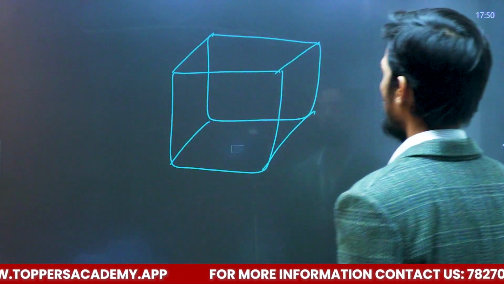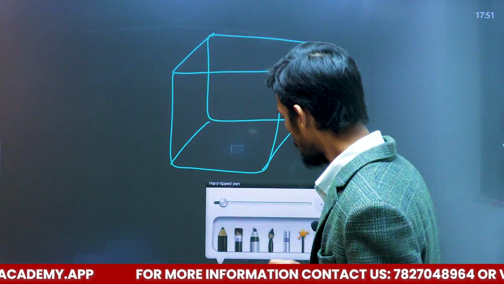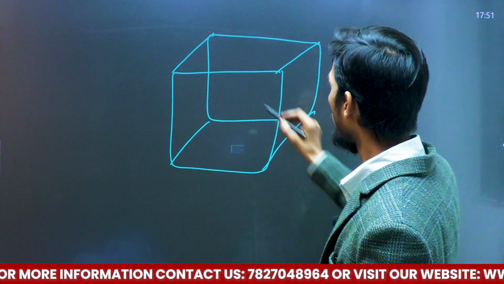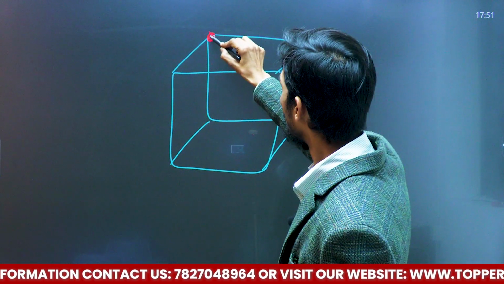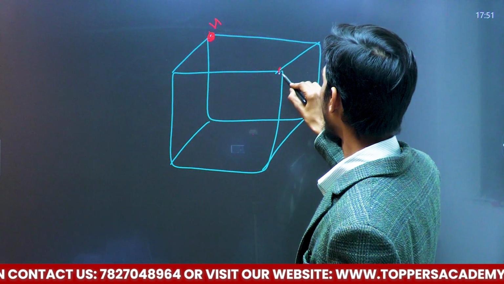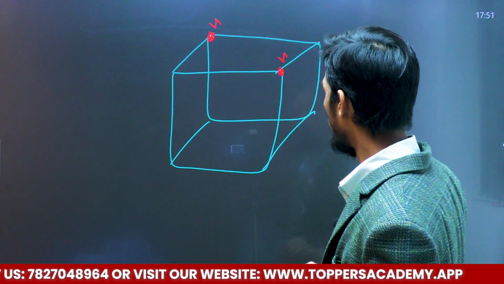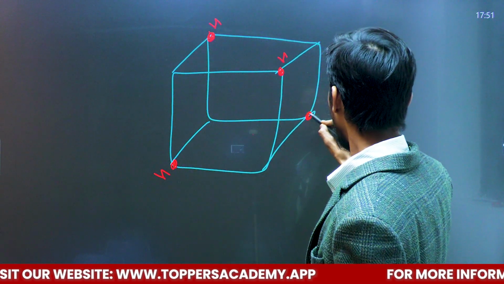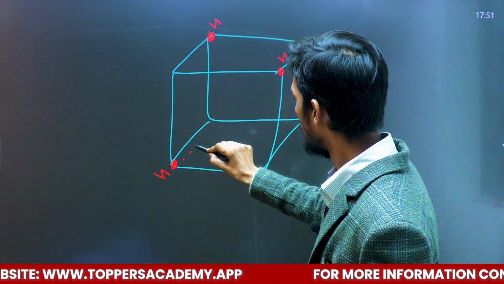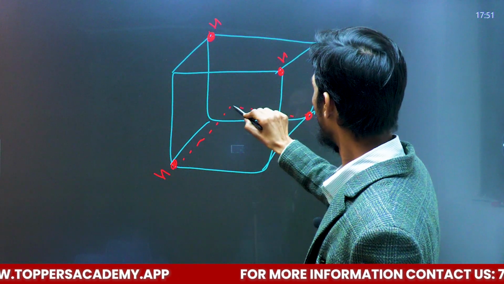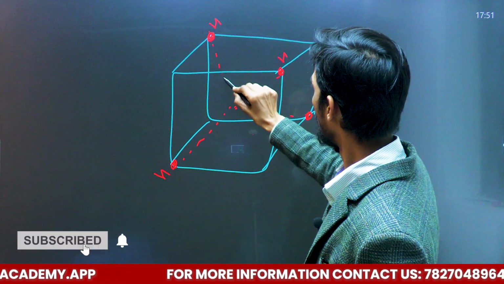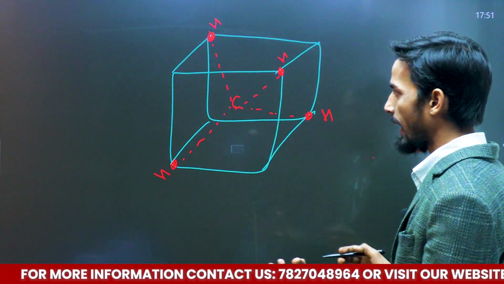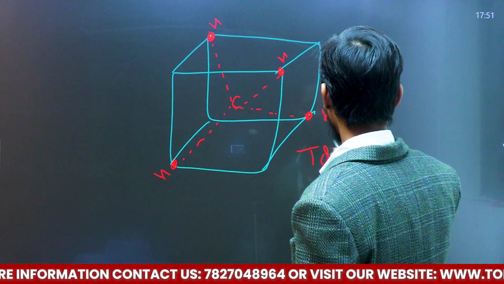So, let's see. If these bonds, don't consider that as a bond, this is a cube. If one hydrogen is at this side, another hydrogen at this side, one hydrogen at this center, and another hydrogen at this center. And over here the carbon. This is the tetrahedral structure of any carbon compound.